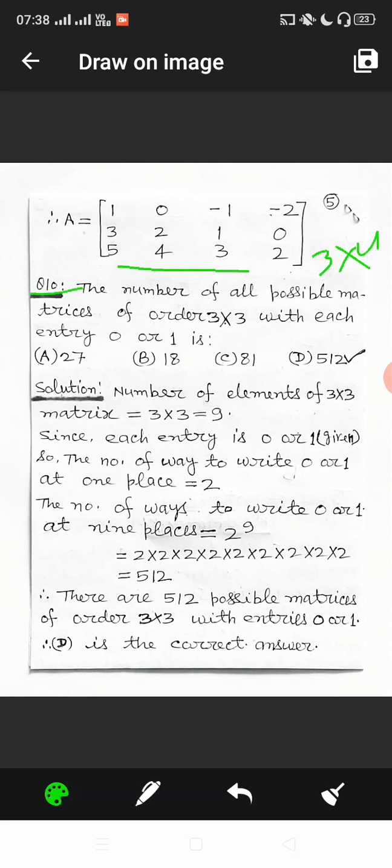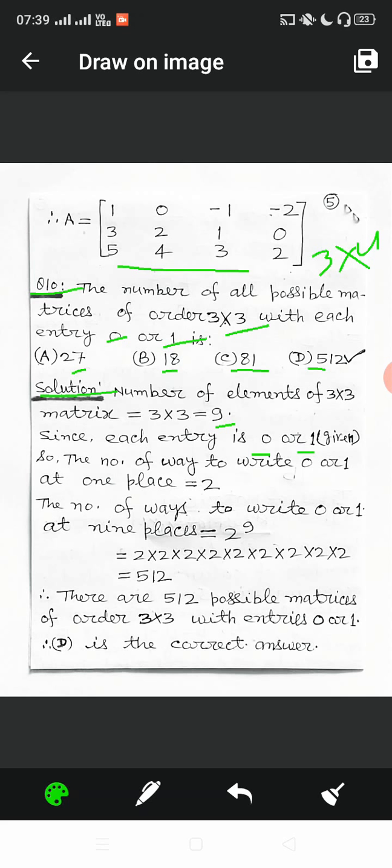Question number 10: the number of all possible matrices of order 3 by 3 with each entry 0 or 1 is; there are 4 options: A 27, B 18, C 81, D 512. For solution, the number of elements of a 3 by 3 matrix is equal to 9, 3 into 3 equal to 9. Since each entry is 0 or 1, it is already given in the question.